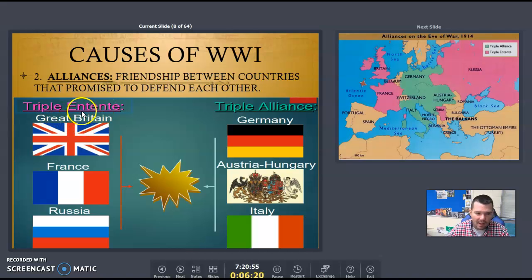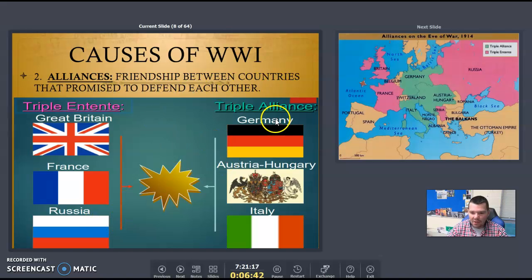You have the Triple Entente, which I'm going to call the Allied powers to make things easier. So I'd make a little note of that in your notes. So again, Triple Entente, think of Allied powers. Okay? That's Great Britain, France, and Russia. And guess what? America is going to join that later on, well into the war. So you can even include America if you want to make your life a little bit easier.